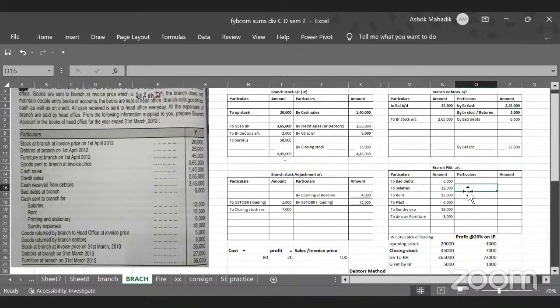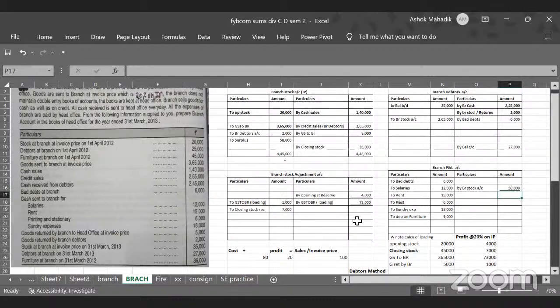Normally, the balancing figure will not be this much. There may be some, because we are using same sum for two methods. This sum is usually given in the format. The given format is for debtors system and not for stock and debtors, but we have used same sum for stock and debtors method. Therefore, this balance may be there. So I'll write that in P&L directly by branch stock account. Usually, this much difference will not be there. 58,000.